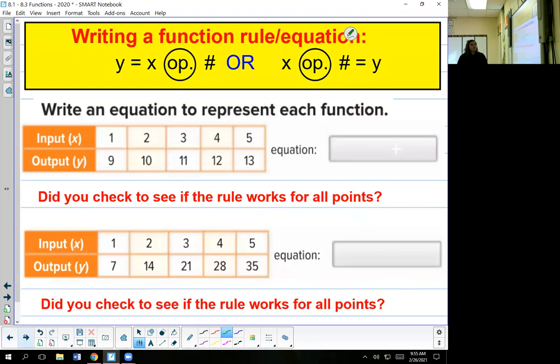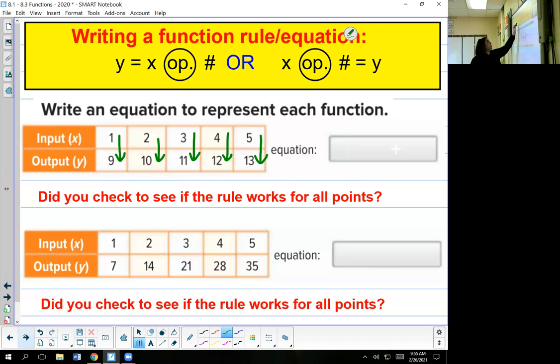So then we have problems where now I just give you a data table. I give you an input and output table, X and Y. Okay, so again, we are going to write the equation. So I'm trying to figure out how I am going from my X to my Y, the relationship between X and Y. That means I'm looking at the relationship going in this direction. What am I doing to X to get my Y?